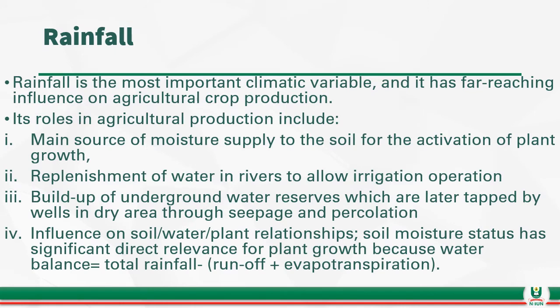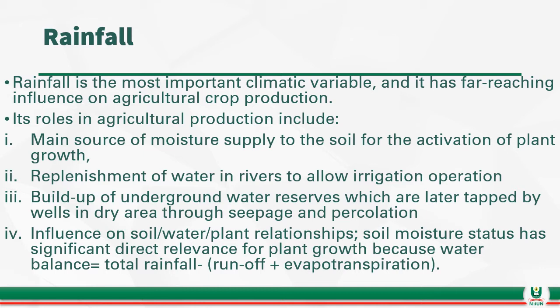So the first climatic condition we'll be talking about here is rainfall, and this is the most important climatic variable, and it has far-reaching influence on agricultural crop production. So what does rainfall do? Why do we need rainfall? Number one is that it is the main source of moisture supply to the soil. The soil needs moisture so that it will be able to help the plant, and the plant will be able to absorb water for its use. So you're talking about moisture supply to the soil for activation of plant growth.